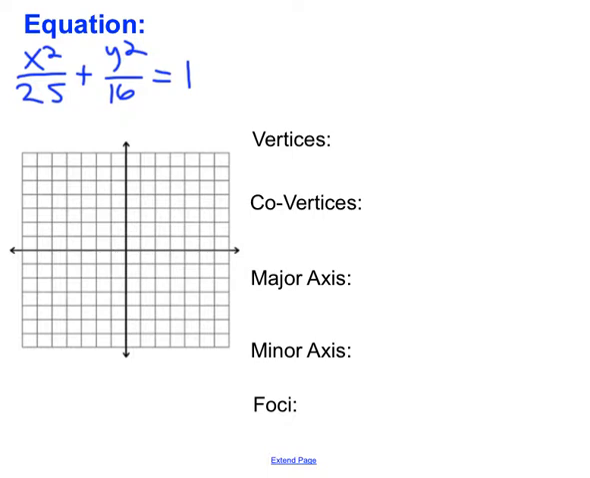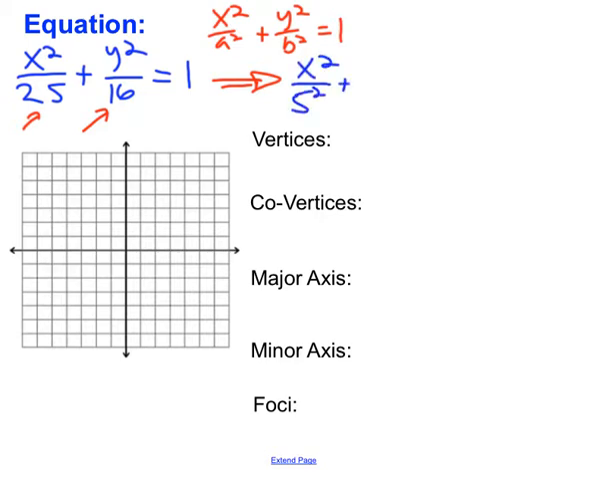Now, when we look at this, first of all, let's remember that the equation for an ellipse needs to be in this form: x squared over a squared plus y squared over b squared equals 1. We're currently not in that form because our 25 and our 16 are not in the squared form, but can we get them there? Yes, we can rewrite this as x squared over 5 squared plus y squared over 4 squared, all of that equal to 1. Now we look like the form that we can use to find our a and b and plot our vertices, our major axes, and so forth.